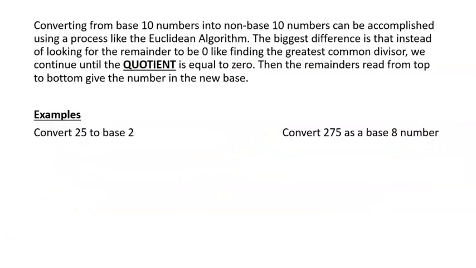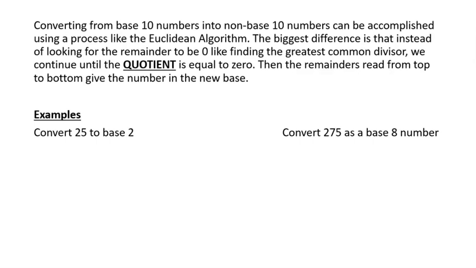However, let's ask ourselves the question about what happens if we go the opposite direction. Let's imagine I want to convert from base 10 numbers into non-base 10 numbers. Now this can be accomplished using a process similar to the Euclidean algorithm. However, the biggest difference is that instead of looking for the remainder to be 0, like when we're finding the greatest common divisor, we continue until the quotient is equal to 0. Then the remainders, read from top to bottom, give the numbers in our new base.